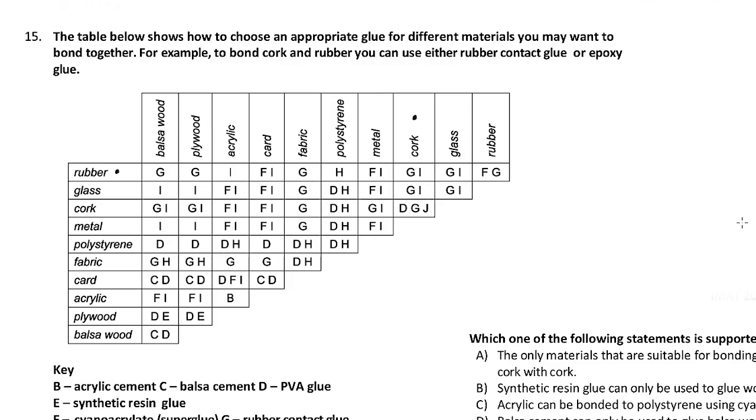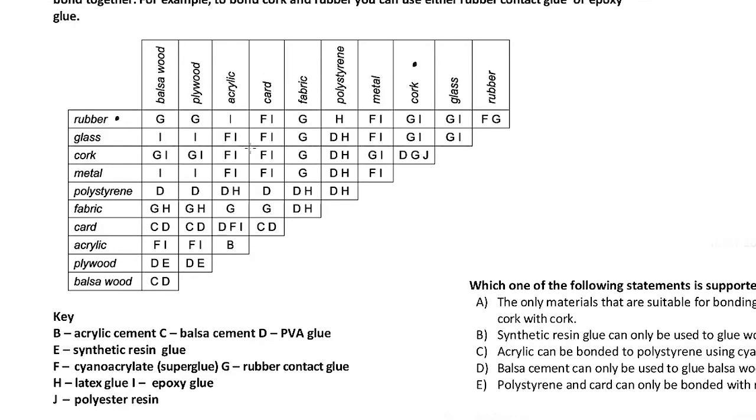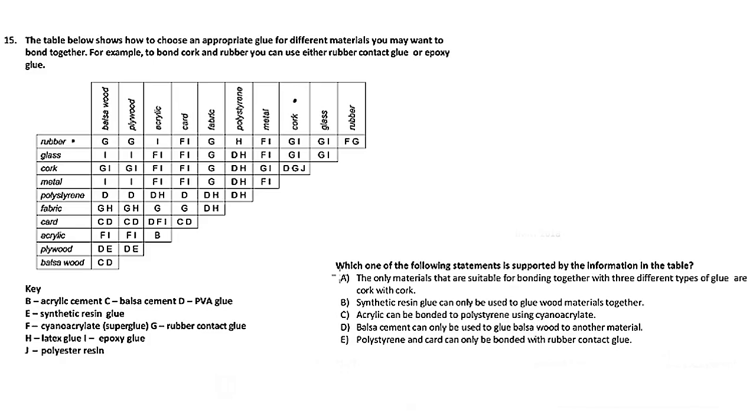So let's see. Letter G is rubber contact glue. Letter E is epoxy glue. Okay. Which one of the following statements is supported by the information in the table? So this is a pretty simple exercise. We need to read these statements carefully, and we need to not get lost in this graph.